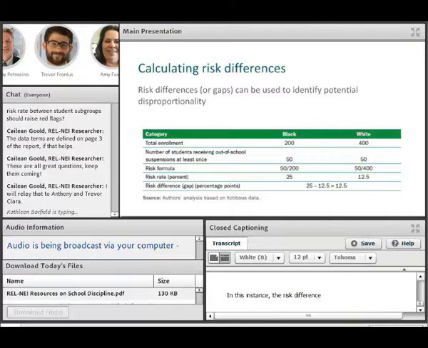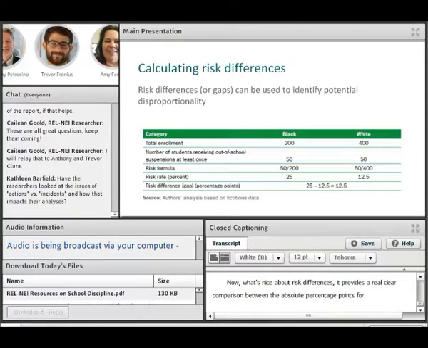Now, what's nice about risk differences, it provides a really clear comparison between the absolute percentage points for two groups. However, the measure is not sensitive to rare events. So, for example, if one subgroup had a risk rate of 4% and another subgroup had a risk rate of 1%, the risk difference would only be 3 percentage points. But what we're talking about there is really a risk that's 4 times greater for one subgroup compared to another. So it's important to keep in mind the frequency of incidents when we're talking about these various indices.